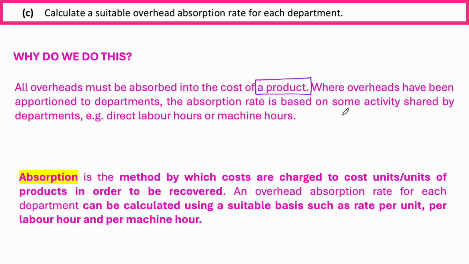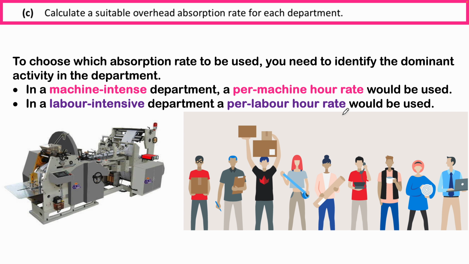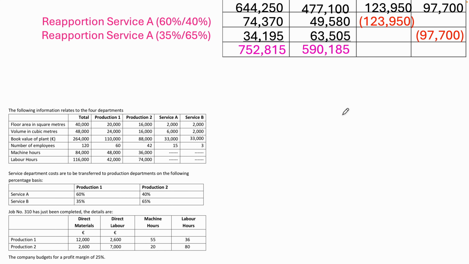So look, what we're going to do, we're going to choose which absorption rate to be used. In this question we have machine hours and we have labour hours, so they're the ones that we're going to use. So in a machine intensive department we're going to use a per machine hour rate. In a labour intensive department we're going to use a per labour hour rate. So this is going to be part C now.